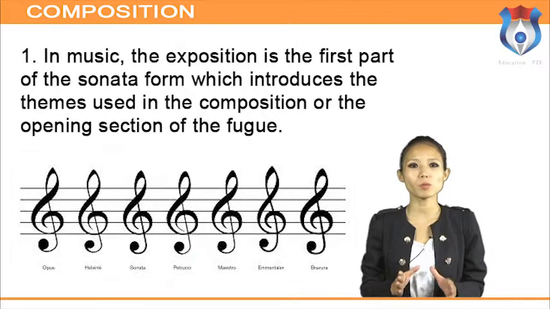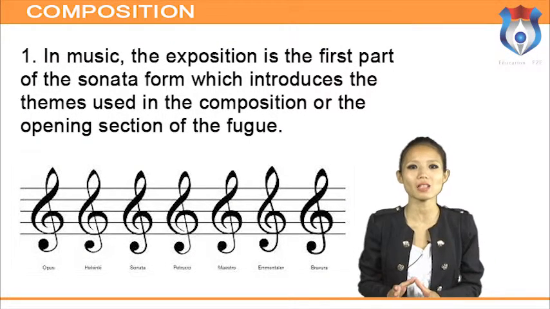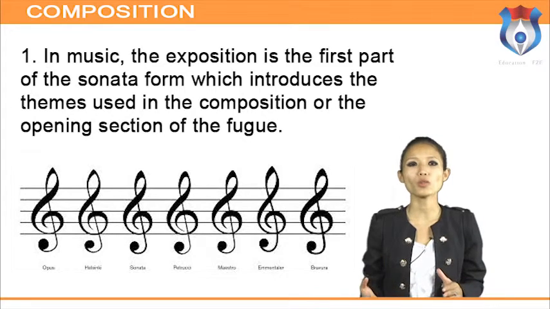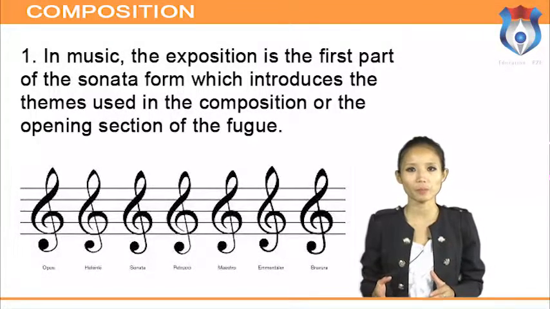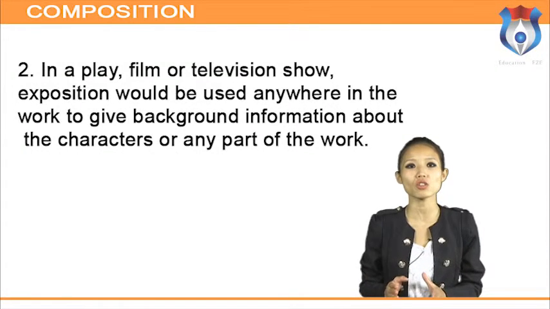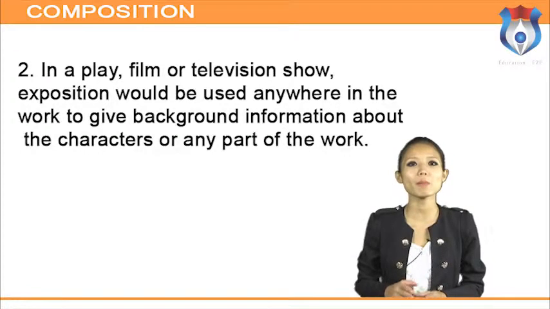In music, the exposition is the first part of the sonata form, which introduces the themes used in the composition, or the opening section of the figure. In a play, film, or television show, exposition would be used anywhere in the work to give background information about the characters or any part of the work.